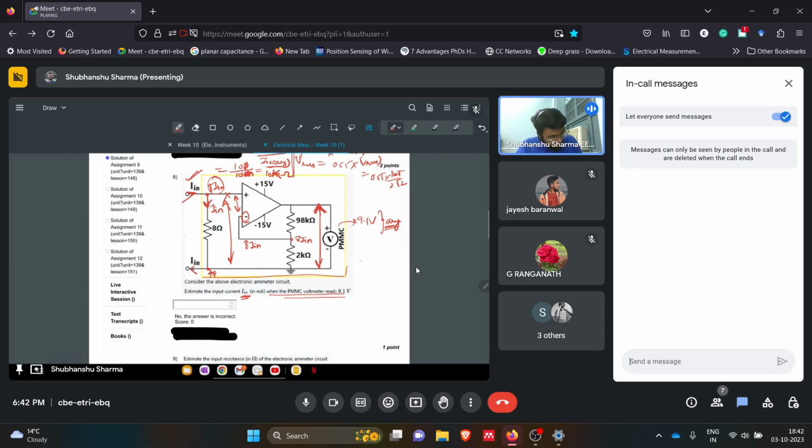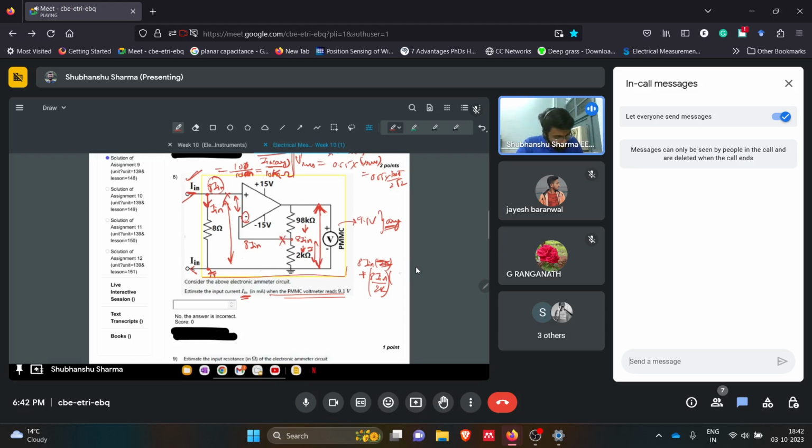It will be 8 I input into 2k. Sorry. So this is the voltage drop, 8 I input plus 8 I input. So current will be what? Current will be 8 I input by 2k. This is the current flowing like this, and that will be the same current flowing through the 98 kilo ohms, because there will be no current in this branch.